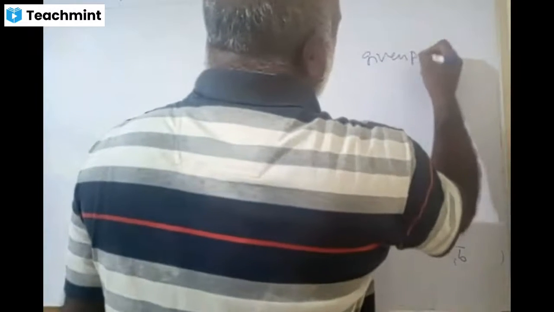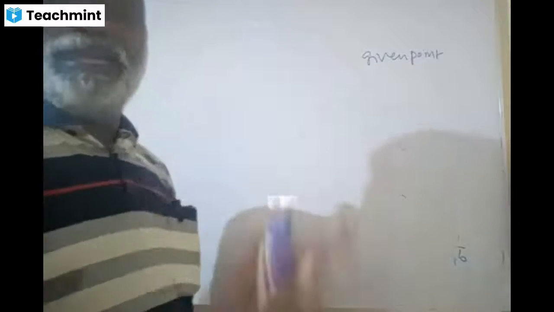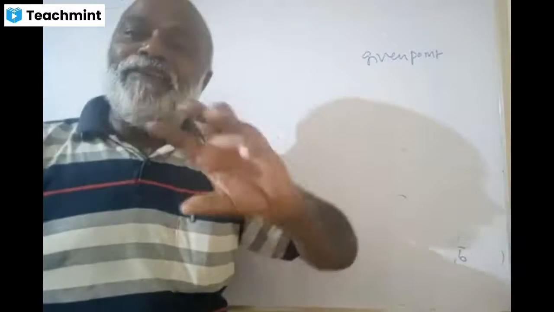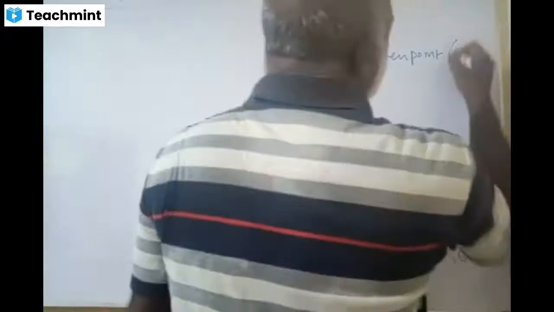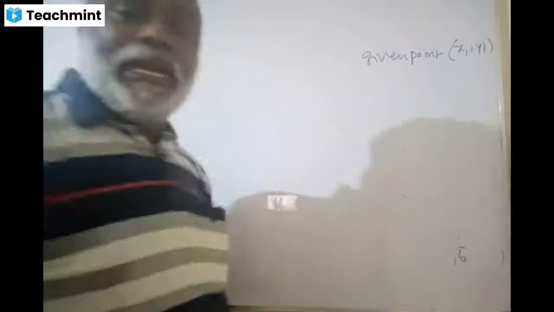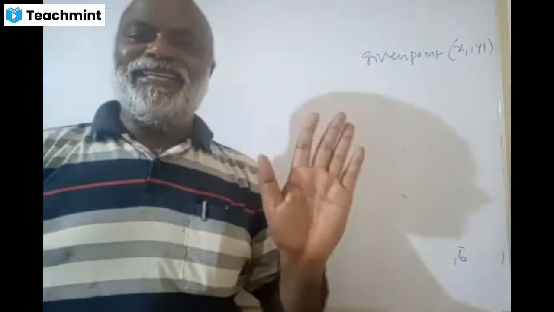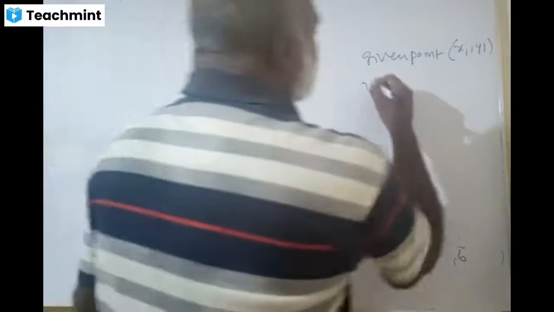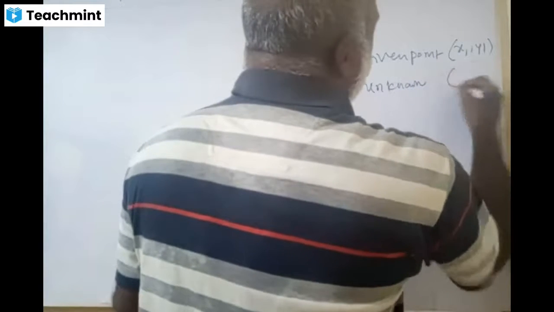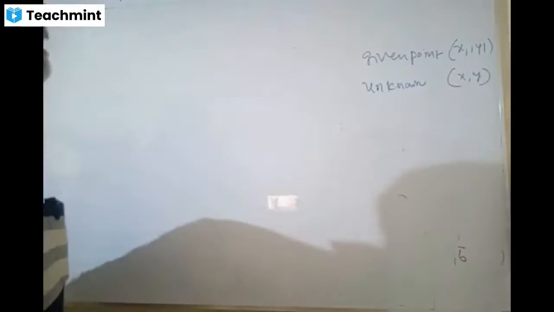Please understand this now. Sir, sometimes you write x comma y, sometimes you call x1 y1. What is this, sir? An unknown point or a variable point is called x comma y. A known or given point is called x1 comma y1. Given points you should write in terms of x1 y1, x2 y2, x3 y3. Unknown point is called x comma y. Please have clarity on this.